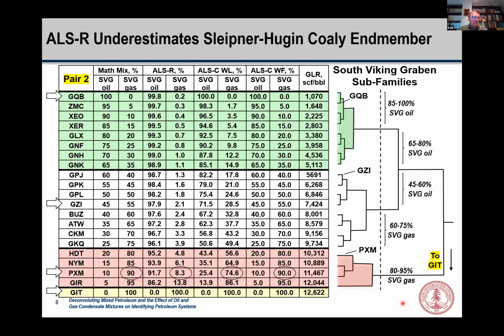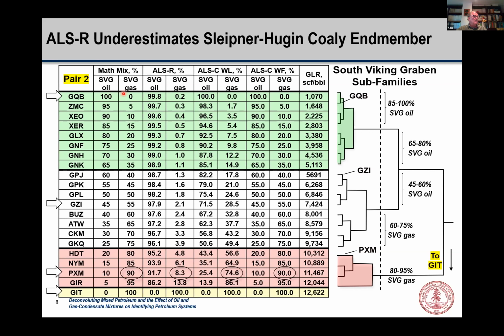And look at this red group right here, pink group, exemplified by PXM. This is 80 to 95% Sleipner-Huygens input, but at the scale of the previous dendrogram, we're going to call that dropney oil. So it's dominated by actually Sleipner-Huygens gas condensate input, and we don't see it. Where did all the coal gas go? Well, it's there, but we're not seeing it because of the analysis that we do.